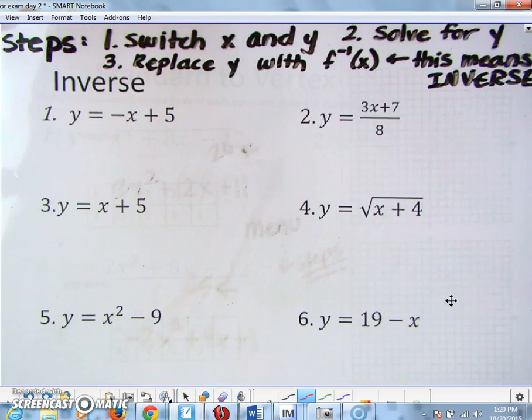Alright guys, so today on this part we're going to learn about finding the inverse. This was a topic that was supposed to be covered while I was gone, so I know that you guys haven't seen this before. However, finding the inverse is quite easy.